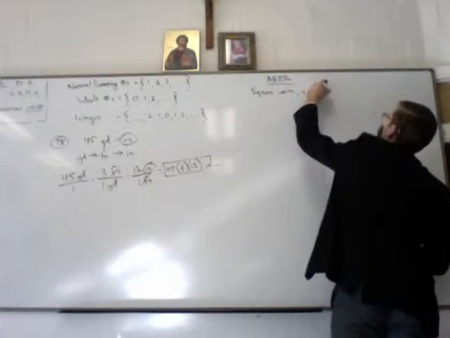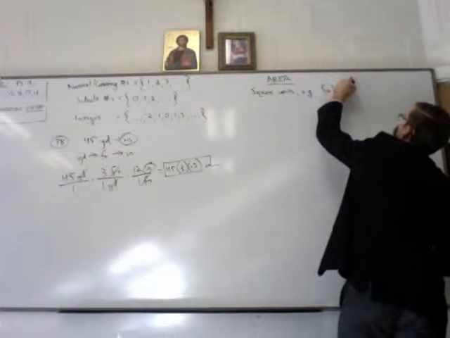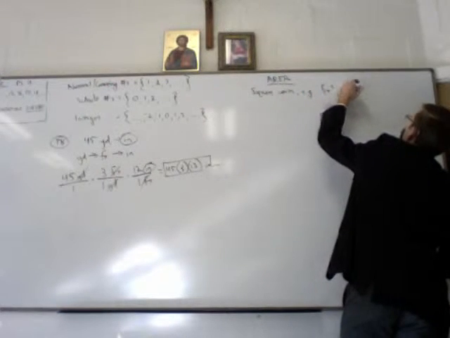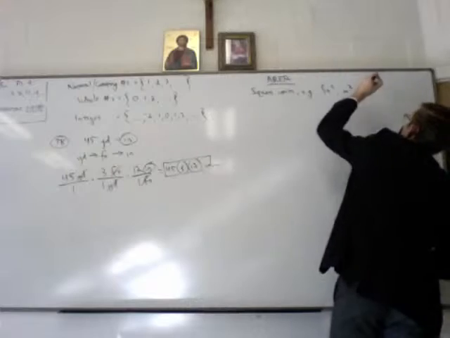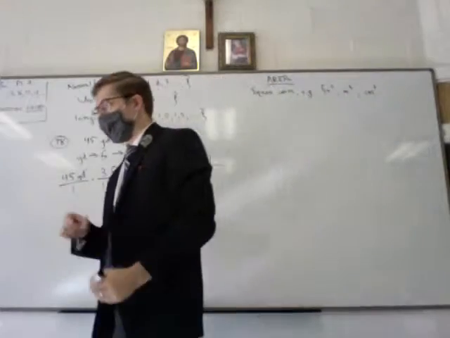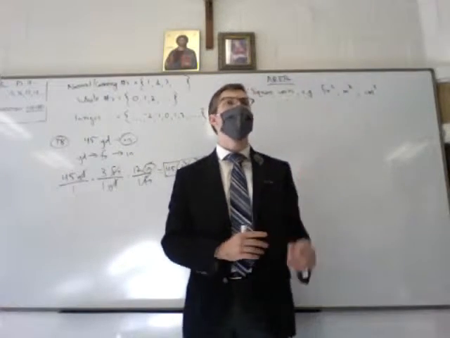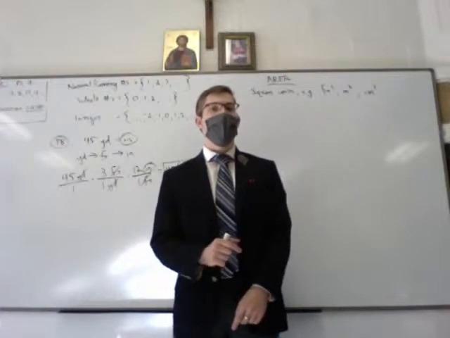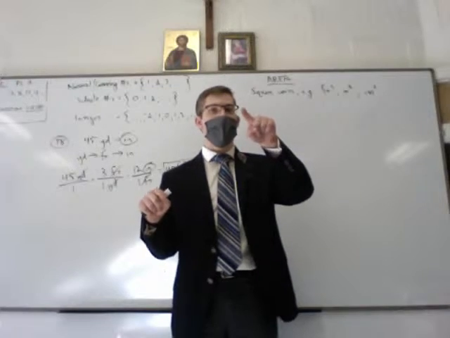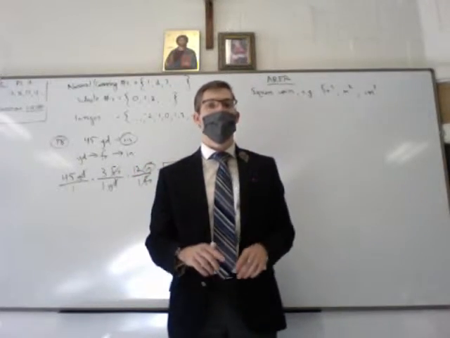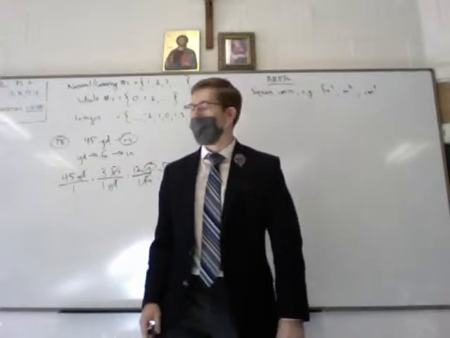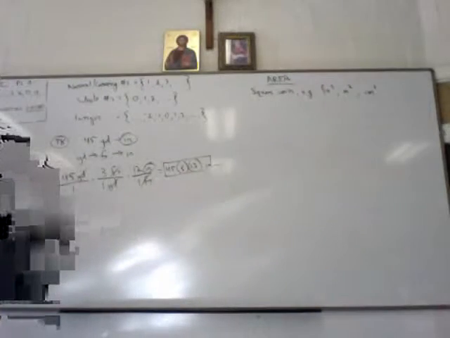For example, square feet, square meters, square centimeters, etc. Because a centimeter or a foot is a measurement of distance, it's not a measurement of area. If we talk about a square foot, 1 foot this way and 1 foot this way, now we've got a square that we're measuring the area of.